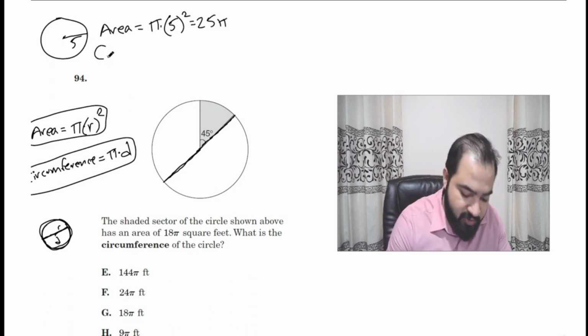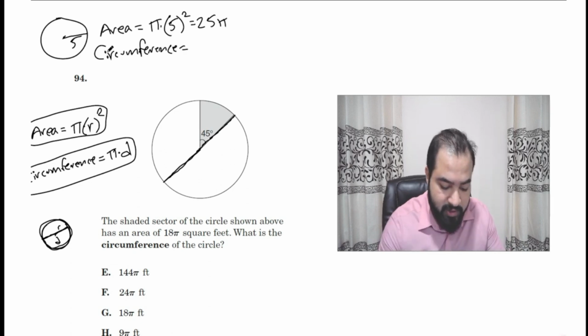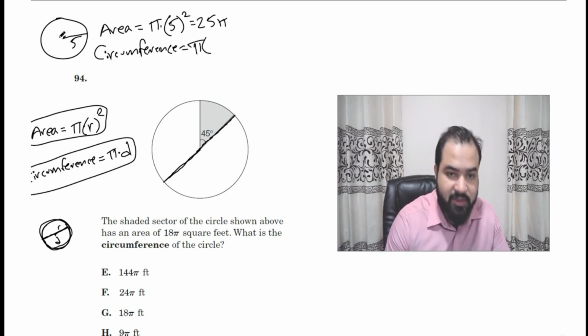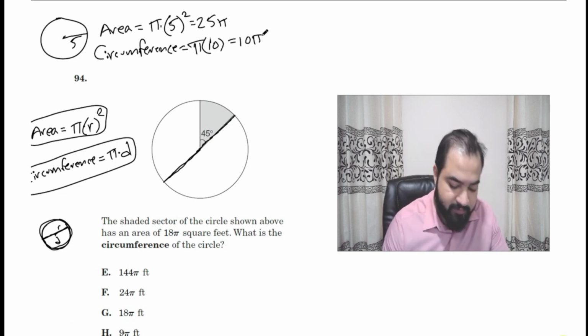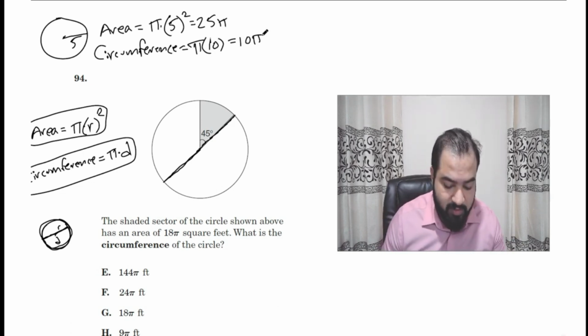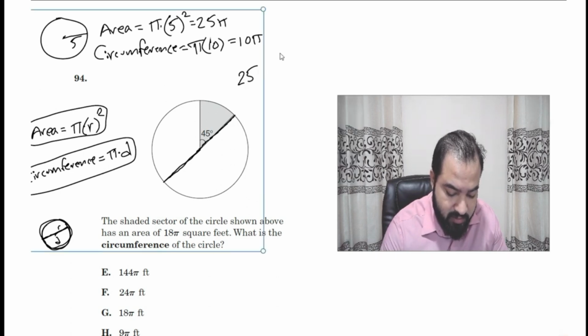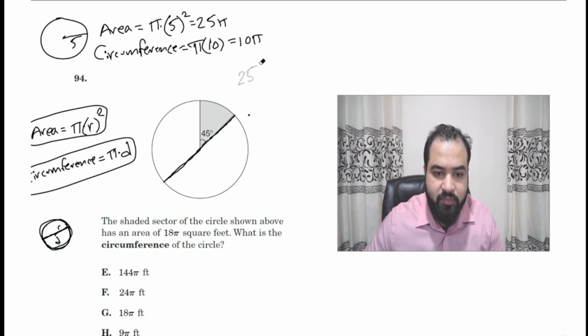And the circumference will be pi times the diameter. So if 5 is the radius, the diameter will be double, which is 10. So that's 10 pi. That's how we find it. So we can go reverse. So if somebody tells me 25 pi, well, 25 we used it. Let's erase it. We just use 25.